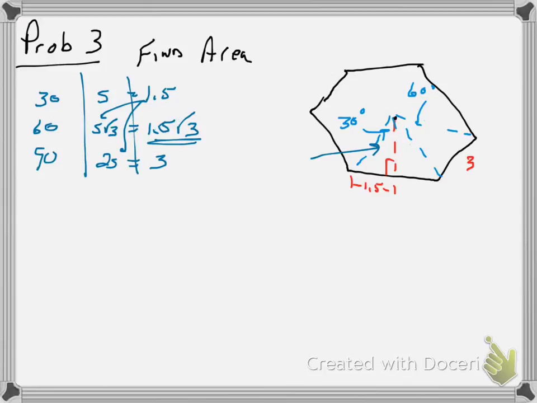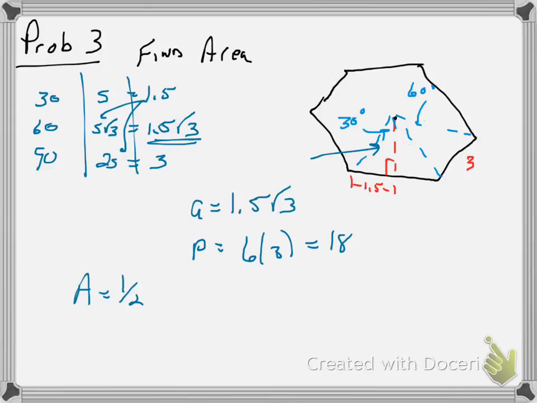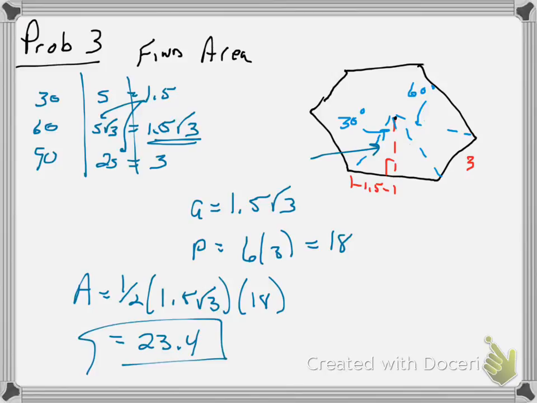So if I look here, my apothem is going to be 1.5 radical 3, and my side's 3. If I count the sides, there's 6 of them, so I have 6 sides. So 6 times 3 gives me a perimeter of 18. So to solve for the area, it's going to equal 1/2 of A, which is 1.5 radical 3, times 18. Punch that all in my calculator. I end up with 23.4, okay, is the area of that figure.